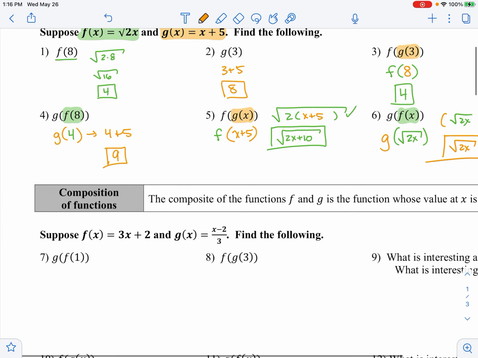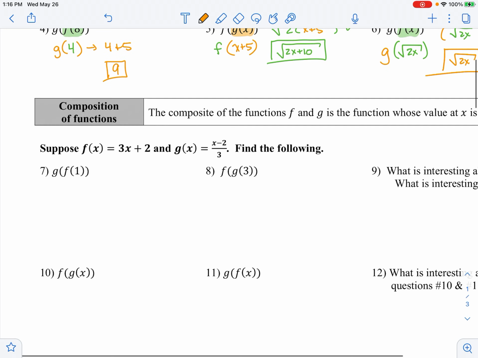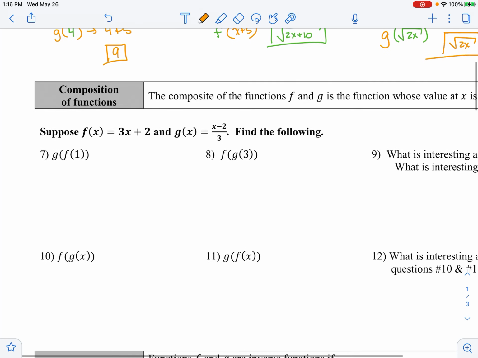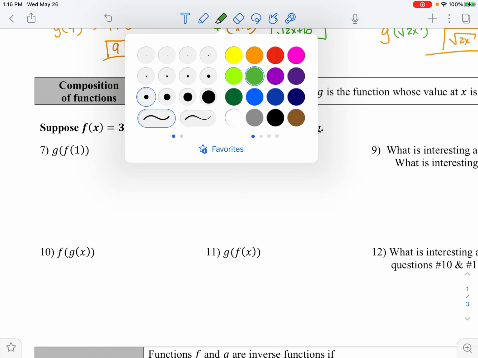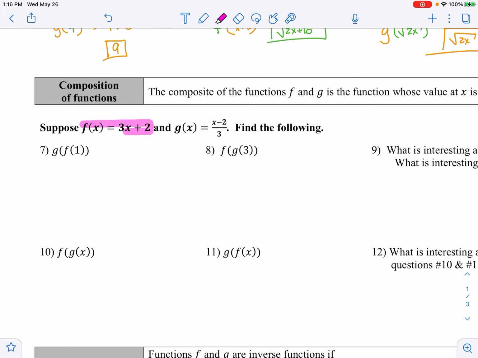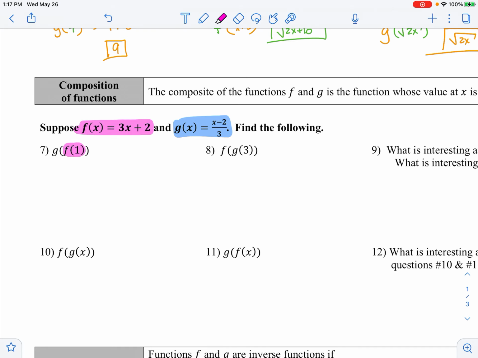Let's take a look at a couple more problems and see what happens. Let's take a look at number 7 and 8 here, and then look closely at what's going on in them. First thing I'm going to do, I have two new functions, so let me pick two new colors. I'm going to have f of x and g of x. And as I'm looking at these, I'm going to make sure I'm paying attention to my order. Let's see, number 7 wants me to do f of 1 first.